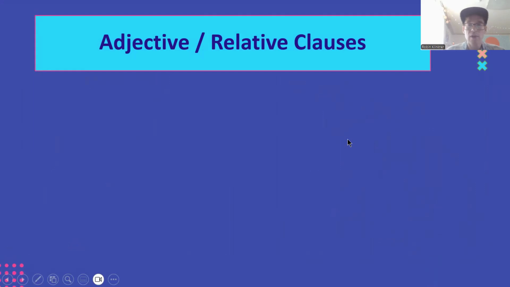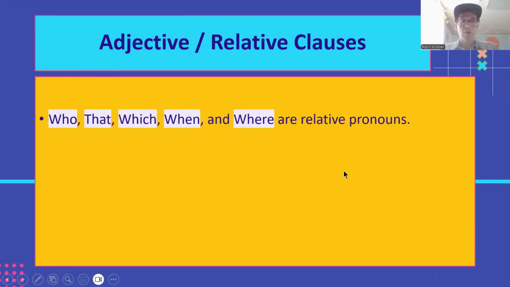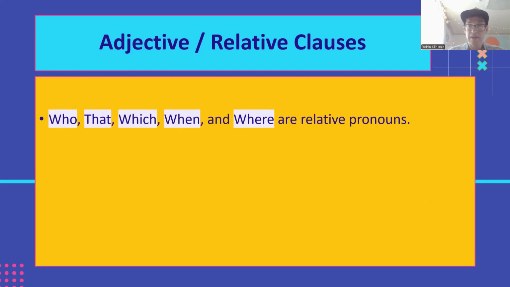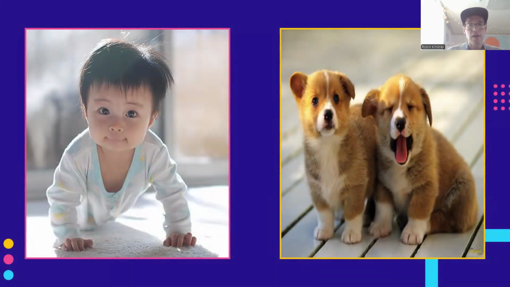You might hear them called relative clauses or adjective clauses; they mean the same thing. Who, that, which, when, where, these are all relative pronouns. They can be used to give more information about a non-specific noun. They can also be used to give information about a specific noun, but we're mainly focusing on non-specific nouns. What I mean is like the dog that is yawning. I'm referring to a non-specific noun.